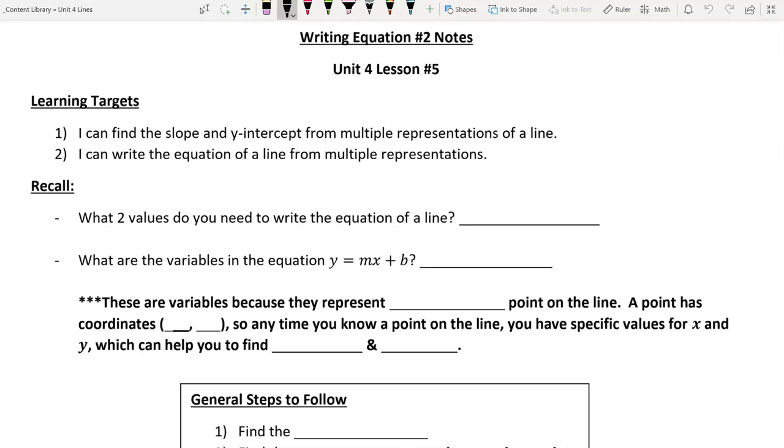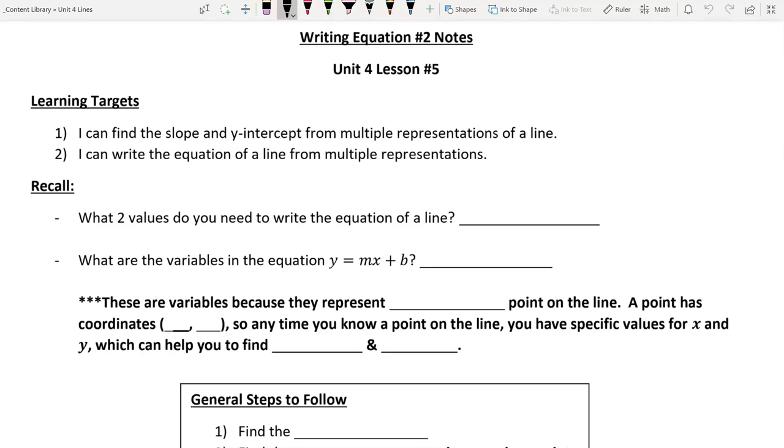But here we go. So, we are in Unit 4, Lesson 5, doing Writing Equations Part 2. So again, like what I said yesterday, it's pretty much the same thing of writing equations, but we just separated it so you're not getting it all in one day.